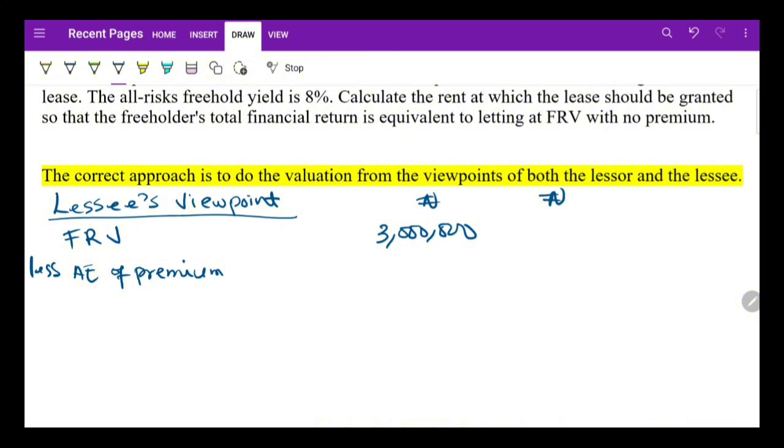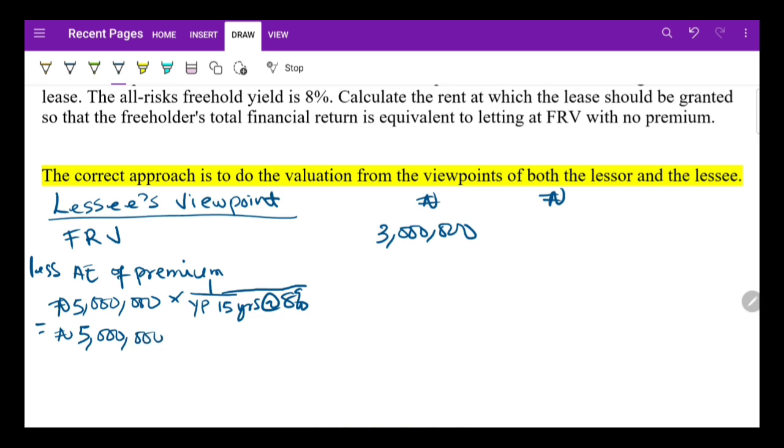subtract the annual equivalent of the premium paid, and that is 5 million naira, which is the premium that has been charged, times 1 divided by YP 15 years at 8%. So we got all these details from the question. Okay, and then that gives us 5 million naira times 1 divided by 8.5595. So the answer to this is 584,146. So if you do the calculation of everything we have here, this is what it gives us.